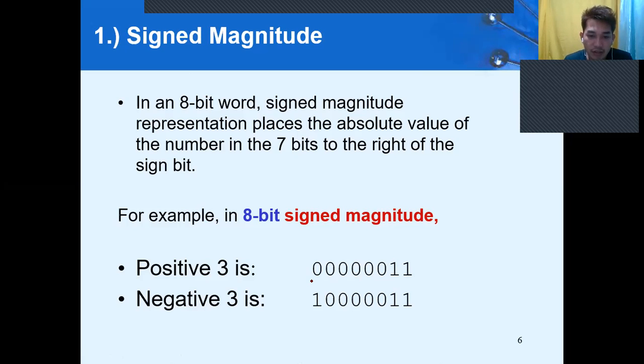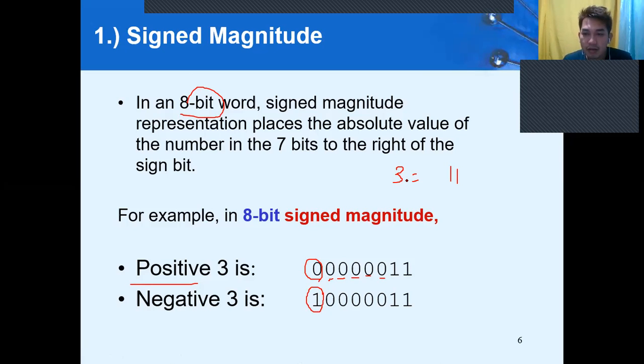So we have here for an example, positive 3 is 00000011. 3 in decimal is actually equal to 11. Since our representation here is 8-bit, that is why we added 1, 2, 3, 4, 5 zeros, no? And then the last bit is for the sign. So in signed magnitude, 0 is positive. Ito. If it is negative naman, the most significant bit must be equal to 1. Okay?